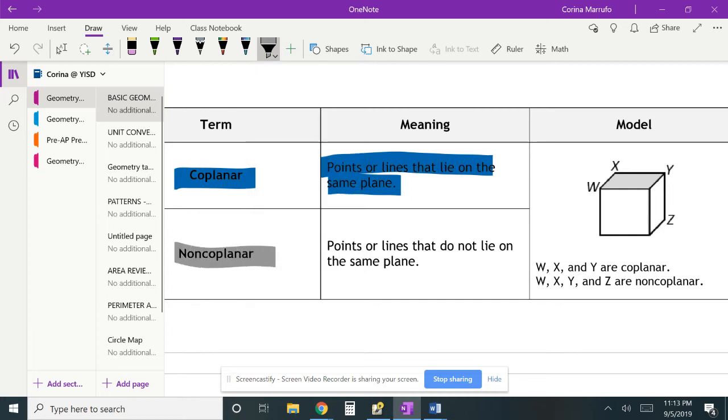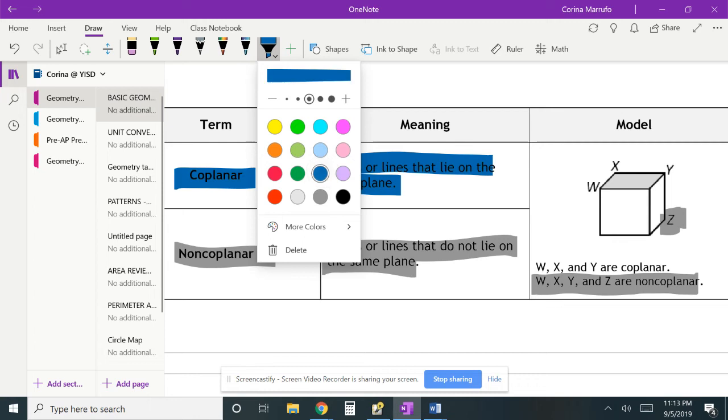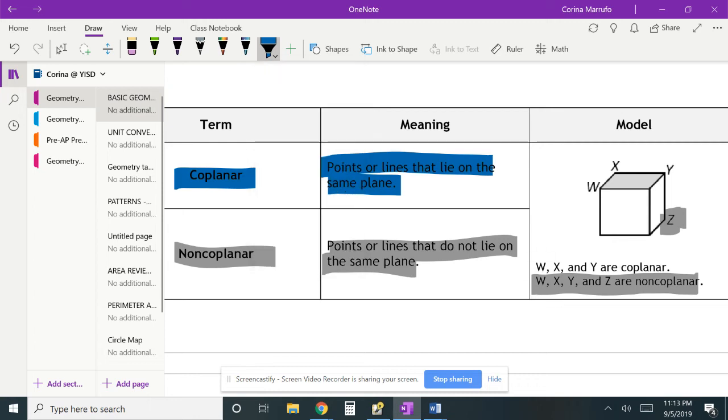And non-coplanar is points that do not lie on the same plane, hence the non. So here they give us an example. W, X, Y, Z are non-coplanar because they're not all on the same plane. Z is off to the side, so it is not coplanar with W, X, and Y. Now, W, X, and Y alone are coplanar because they're on that same plane.